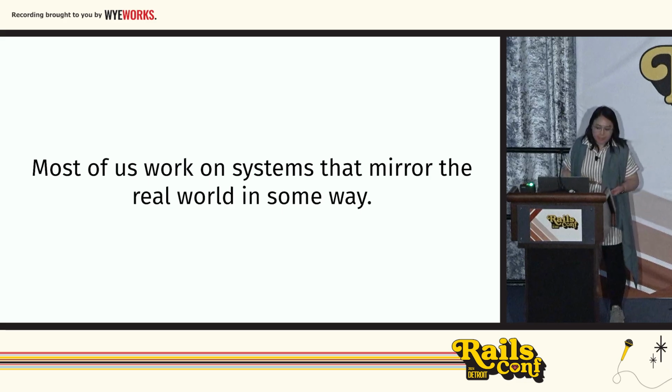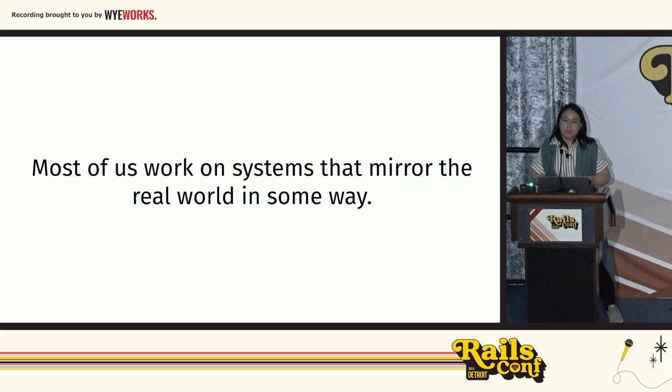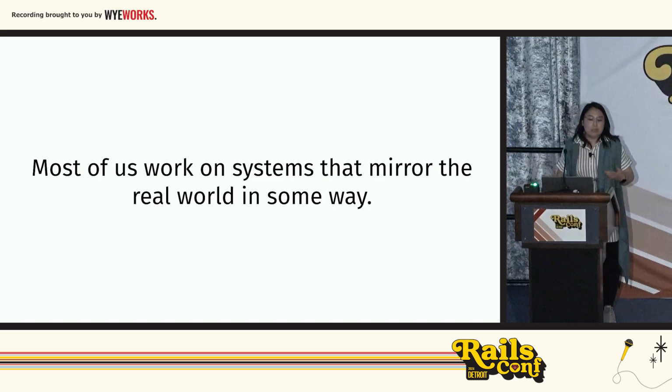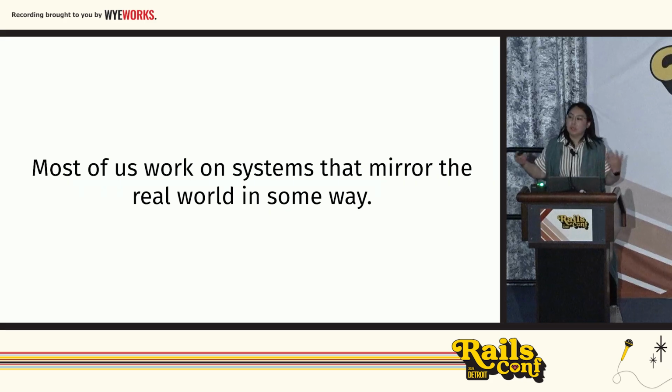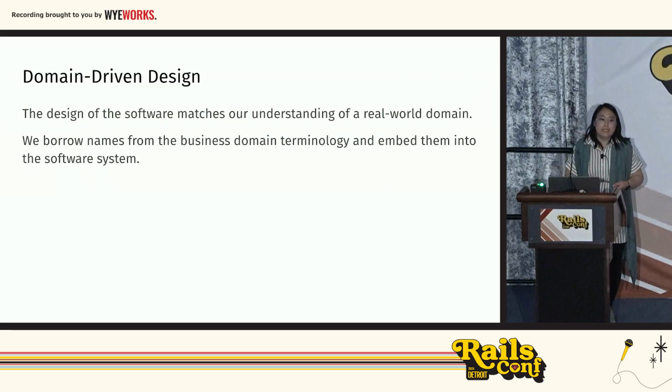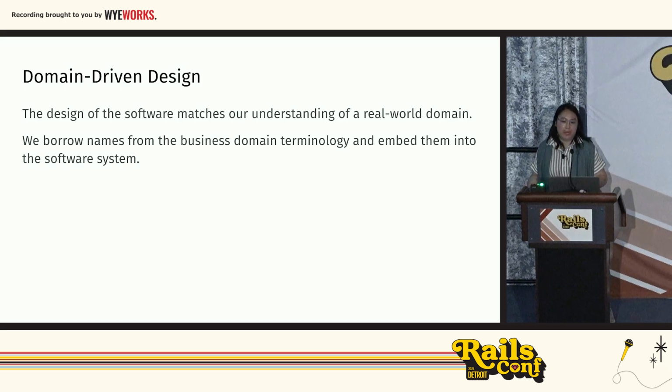Is there a better way? Well, most of us work on systems that mirror the real world in some way. Modeling our code on names used in the real world can be a strategy for staying ahead of semantic issues, since business domains are usually slower to change than our code bases. And this is the hallmark of domain-driven design, which matches the design of our software to our understanding of the real-world business domain.